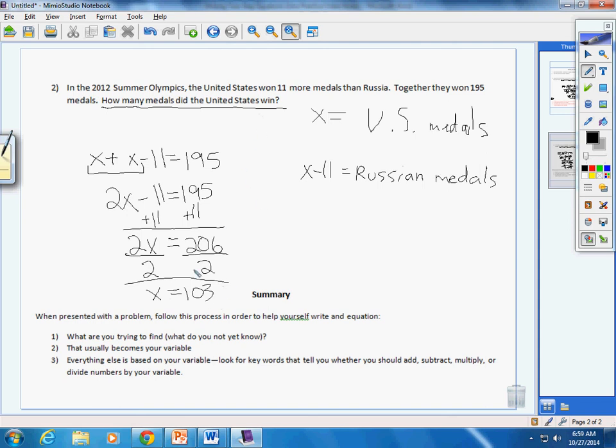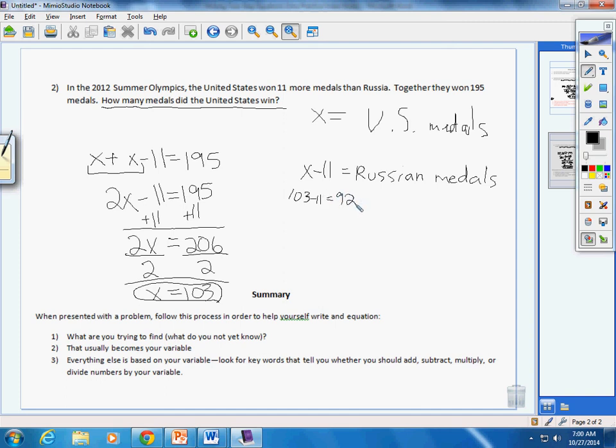So my question for you is, what does that mean in the context of this problem? Since X represents the number of U.S. medals, that means the U.S. won 103 medals. Okay? How many medals did Russia win? Well, 103 minus 11 is going to equal 92.